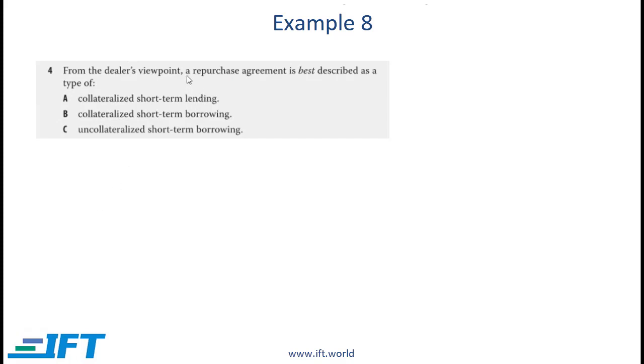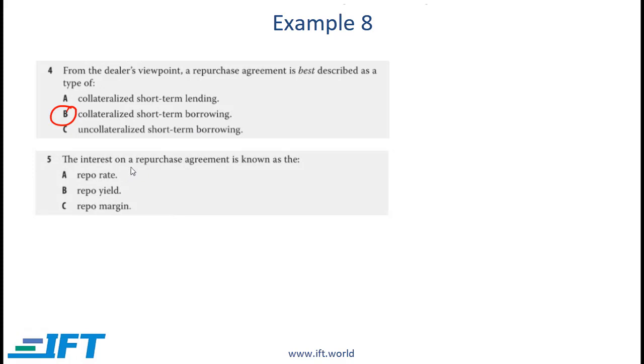From a dealer's viewpoint, a repurchase agreement is best described as, here the best answer is B, collateralized short-term borrowing, and we have talked about this. The interest on a repurchase agreement is a repo rate, and we've also talked about this.